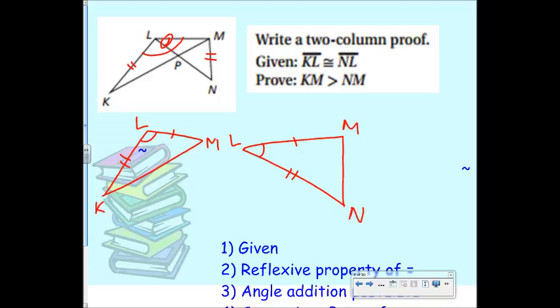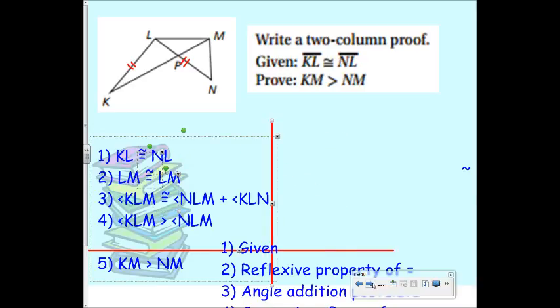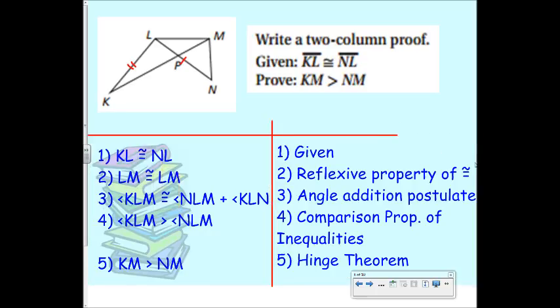So I'm going to put the proof back up here. So if KL is congruent to LN, and LM and LM have to be congruent, because based on the reflexive property, those have to be congruent to itself. All right, then I say KLM, this big angle, is what? KLM is equal to what? This little angle plus what? KLN, this bigger angle right here.